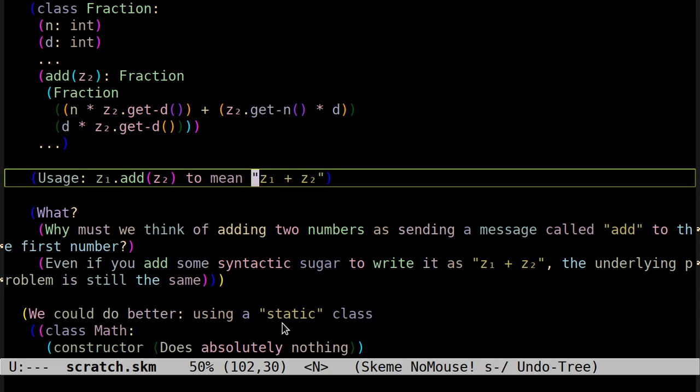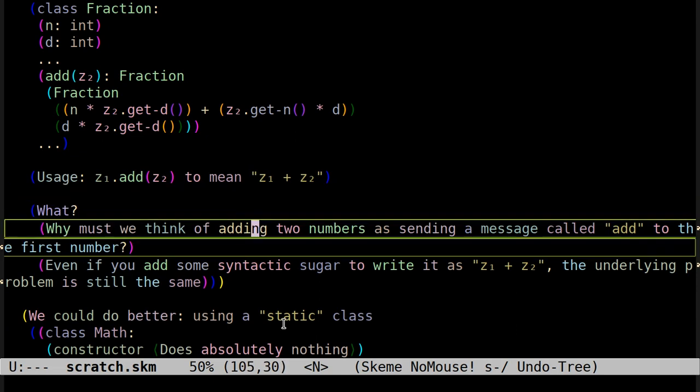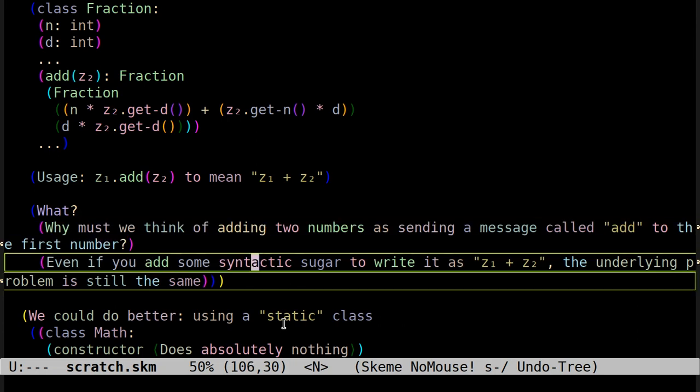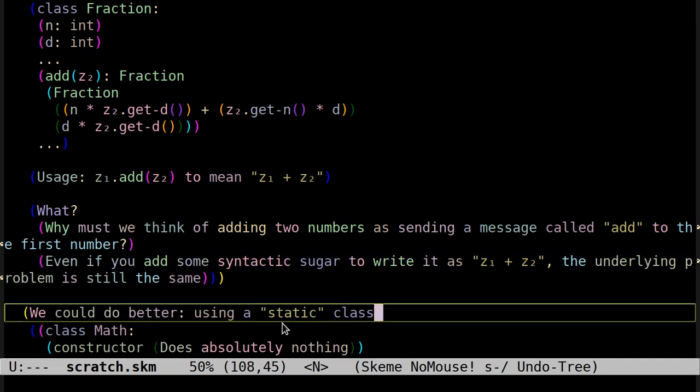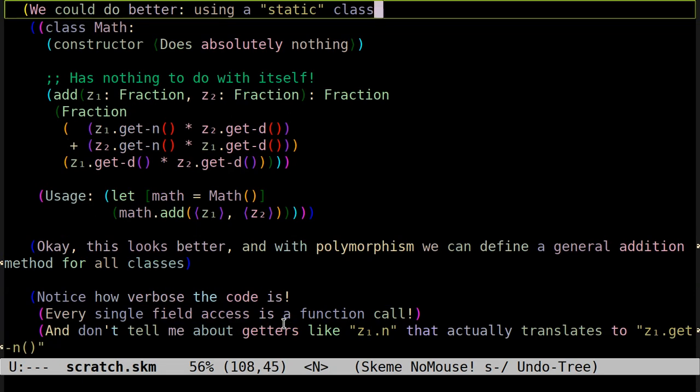Why must we think of adding two numbers as sending a message called add to the first number? And even if you add some syntactic sugar to write it as z1 plus z2, you haven't solved anything. The underlying problem is still the same. So we could do better than this.